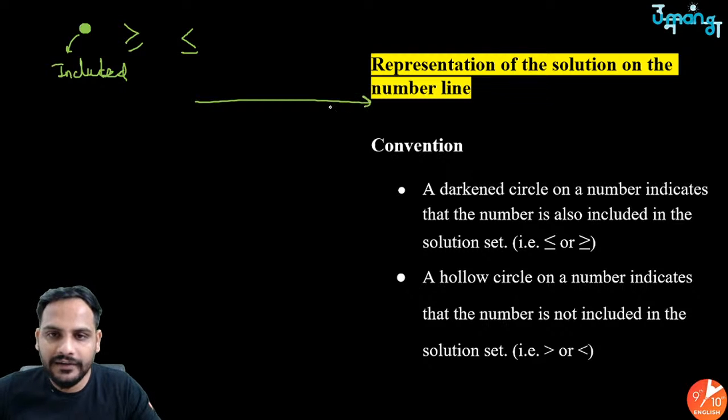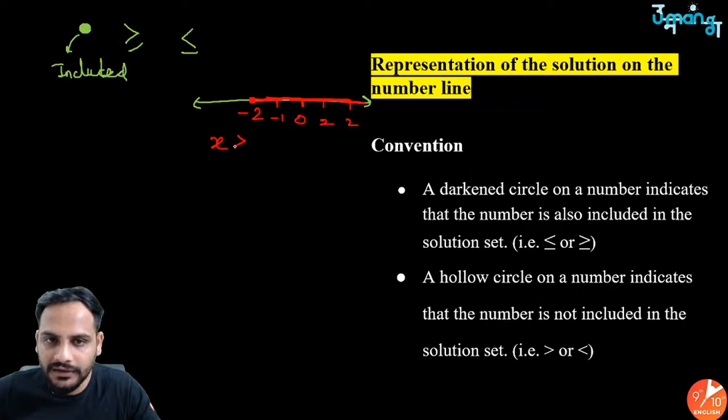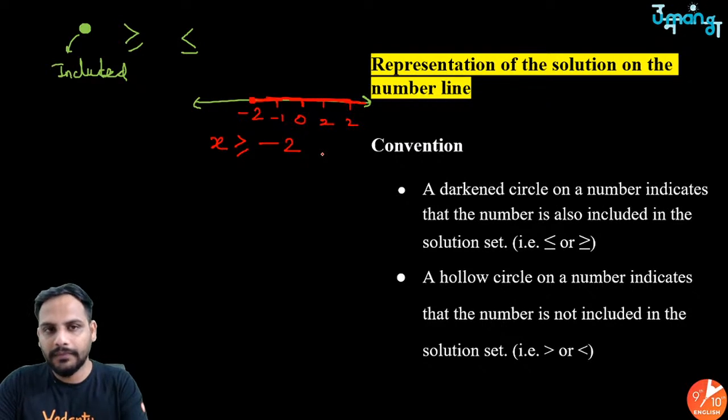For example, if I write something like this, suppose over here, let me show you. Let's say this is -2 and I have done it like this. This is -2. So it means I have included -2 and then all the possible values. See here it will be -1, 0, 1, 2, and it can be more than -2 also. So x can be greater than or equal to -2.